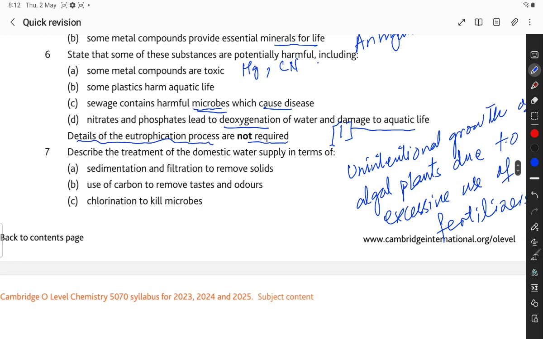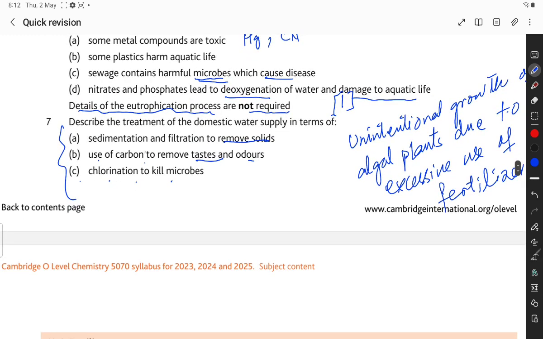Describe the treatment of the domestic water supply in terms of sedimentation and filtration to remove solids, use of carbon to remove taste and odor, and chlorination to kill microbes. These are the 3 very important methods for the purification of water.